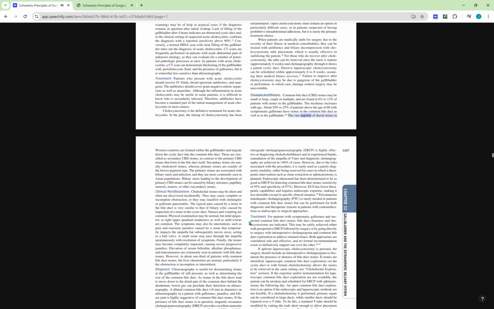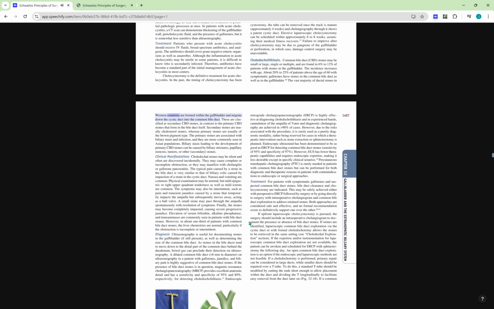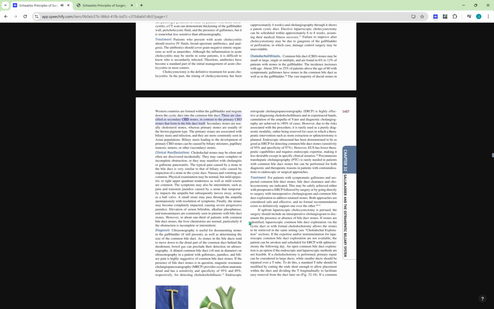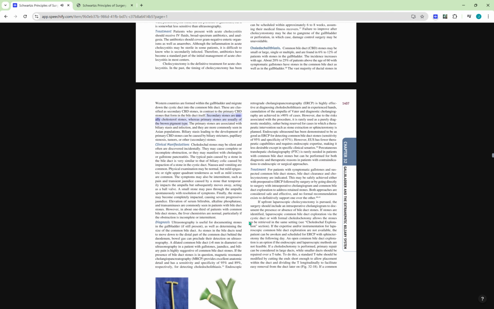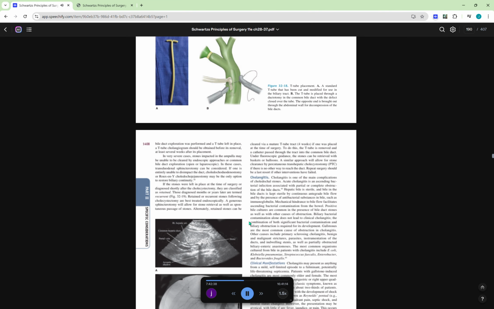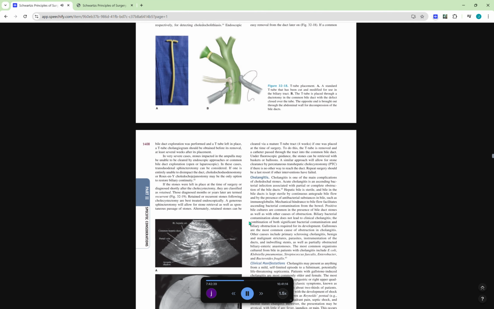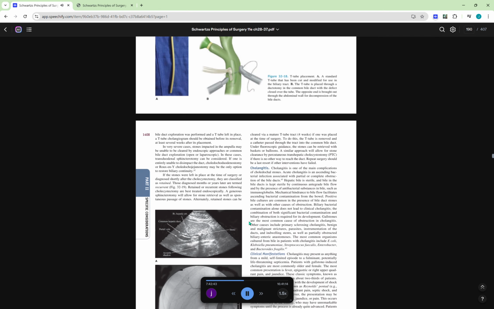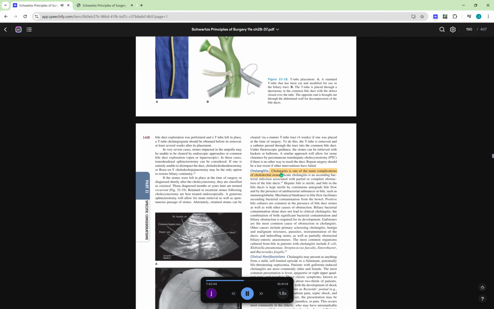The vast majority of ductal stones in Western countries are formed within the gallbladder and migrate down the cystic duct into the common bile duct. These are classified as secondary CBD stones, in contrast to the primary CBD stones that form in the bile duct itself. Secondary stones are usually cholesterol stones, whereas primary stones are usually of the brown pigment type. The primary stones are associated with biliary stasis and infection, and they are more commonly seen in Asian populations. Biliary stasis, leading to the development of primary CBD stones, can be caused by biliary strictures.